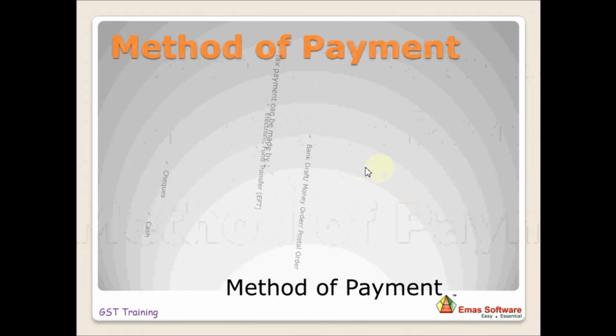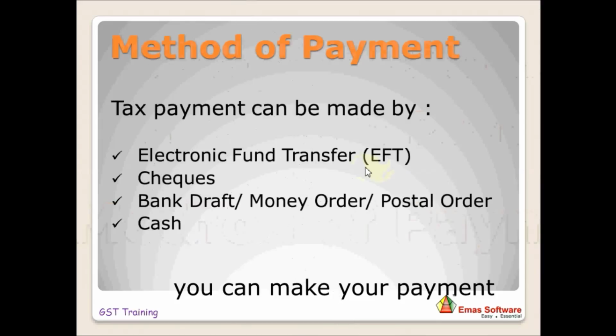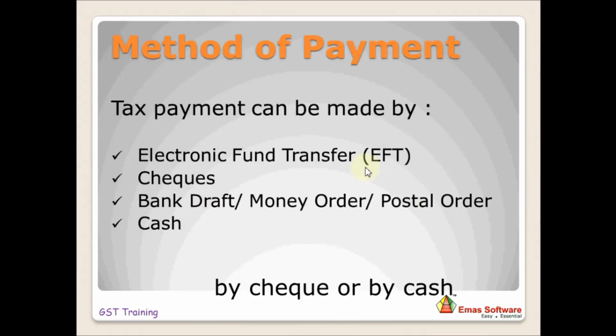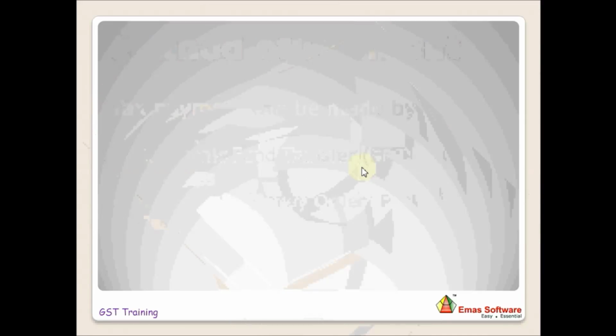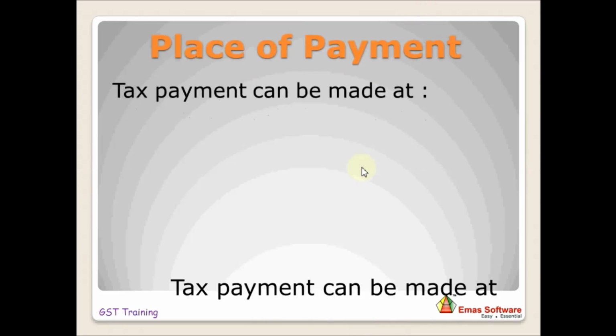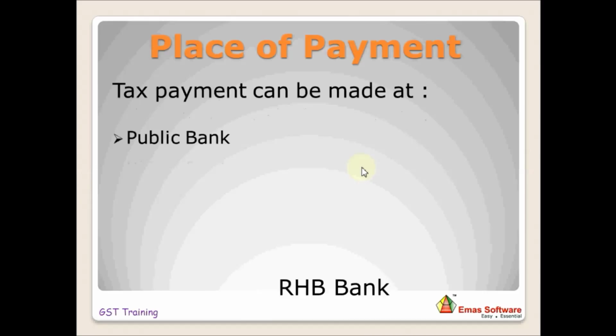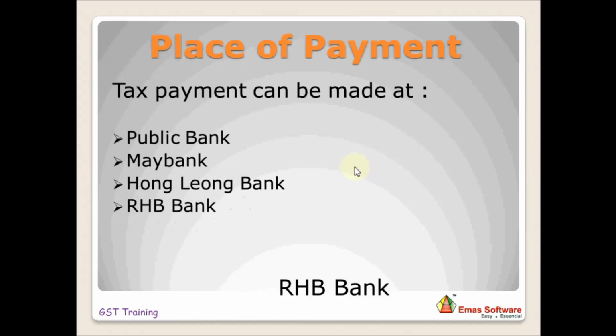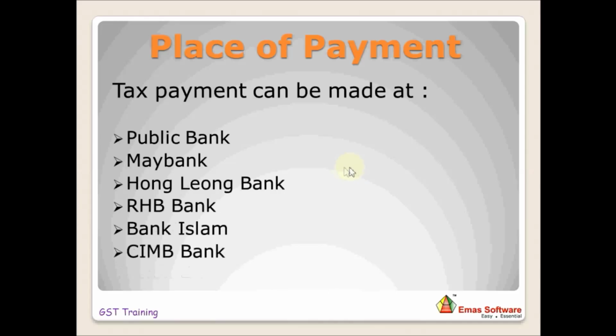Method of payment. You can make your payment through the bank, by check or by cash. Tax payment can be made at the following banks: Public Bank, Maybank, Hong Leong Bank, RHB Bank, Bank Islam, and CIMB Bank.